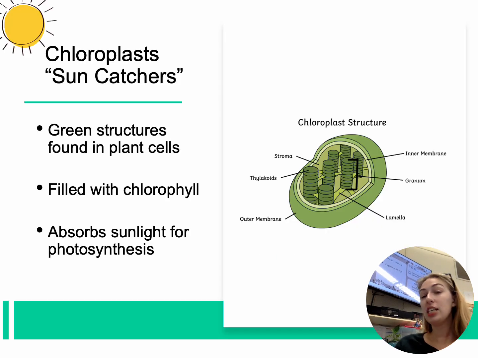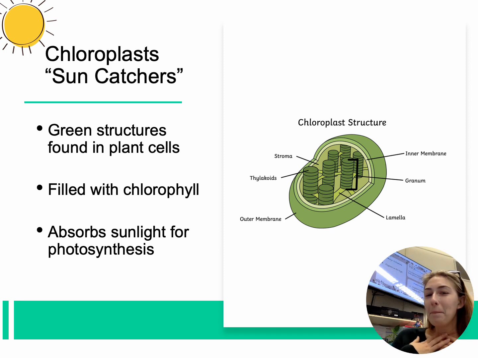Next, this structure is unique to plant cells. So chloroplasts are also known as kind of like your sun catchers. Those green structures, remember they are green, that's why our plants are green, are going to be found only in plant cells. And they're filled with chlorophyll. That chlorophyll absorbs sunlight so that plants are able to undergo photosynthesis, which produces energy for our cells.